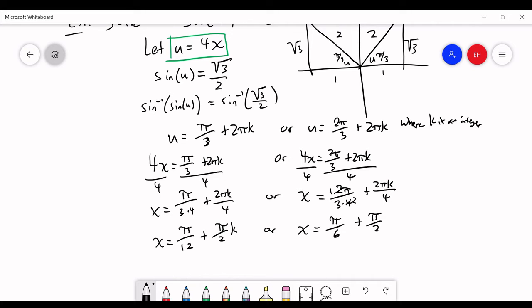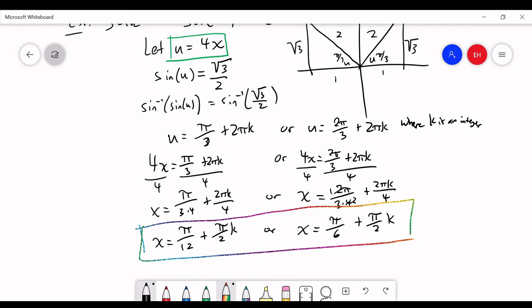And that is my final answer. One thing you probably notice is when you're solving trig equations, you always have two groups of answers. So make sure you get both. It's common just to get one answer and ignore the other half of the answers.